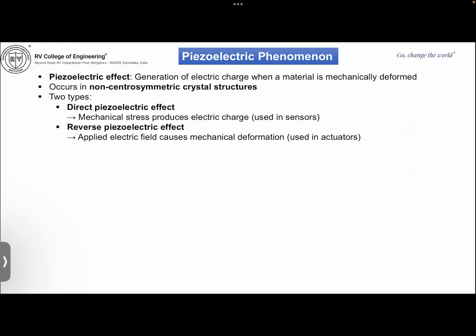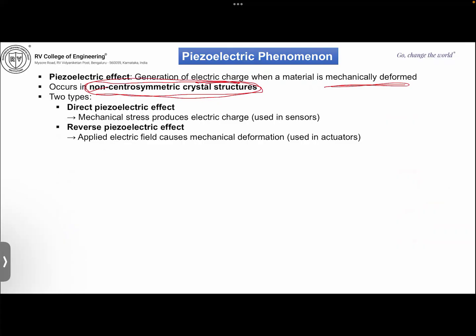So the piezoelectric effect means the generation of electrical charge when a material is mechanically deformed. It occurs in non-centrosymmetric crystal structures. So this is the important requirement for any material to exhibit this piezoelectric effect: non-centrosymmetric crystal structure. I'll explain what it means later.